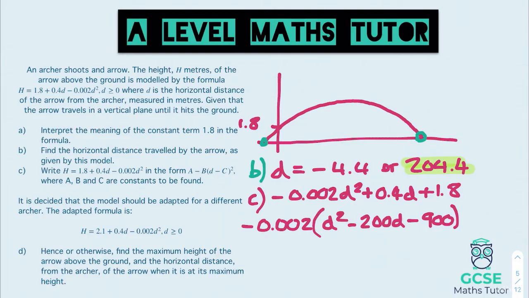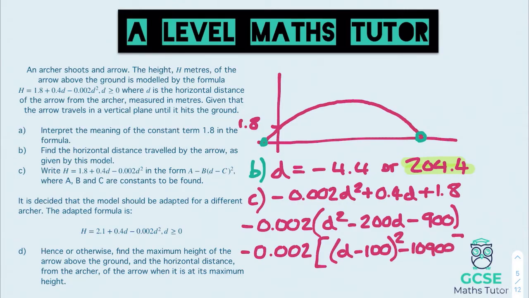So completing the square, we need to halve that coefficient of d. Keeping our factor of 0.002 on the outside, we'll open up a second set of brackets, and then we'll complete the square inside this. So we've got d minus 100, half of negative 200, squared. When we expand that, that would give us 10,000, which you can write down to the side if you want, and we want to get back to negative 900. So we're going to have to take away 10,900 in order to get back to that, closing our brackets.